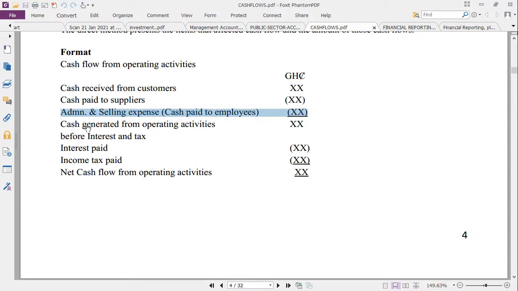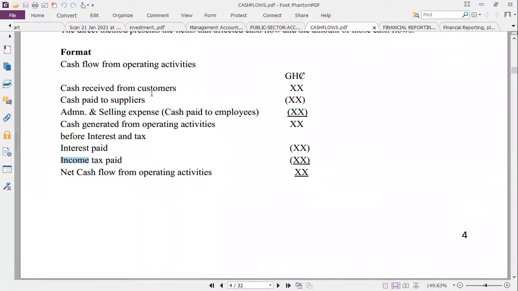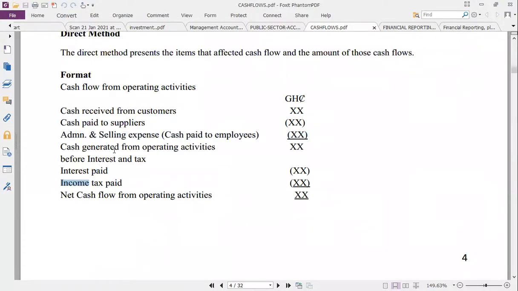Then we call it cash generated from operating activity before interest and tax. Okay, that's the cash flow from operating activity before interest and tax. As usual, with this cash flow before interest and tax, what's the next item? Interest paid and income tax paid. That is all. Then you are done with your operating activity. So this is the direct method, the direct cash flow. That's all. Then we are done. Let's go to method 2.